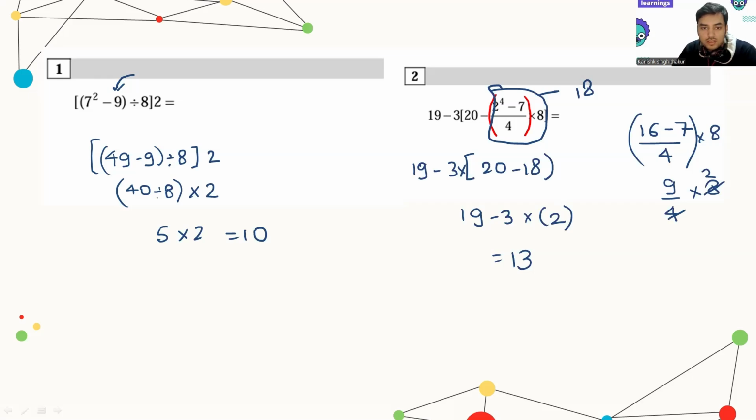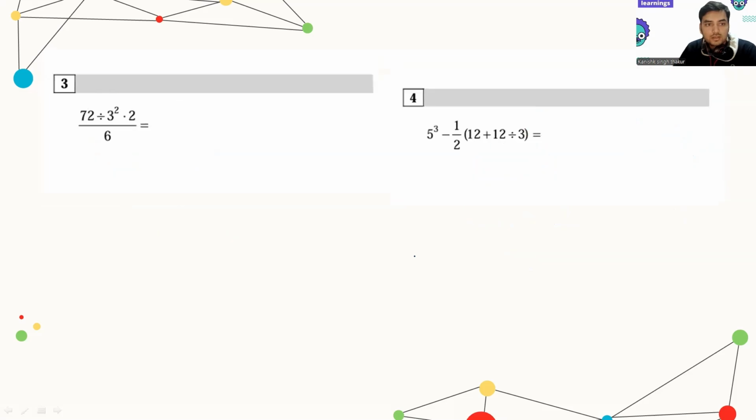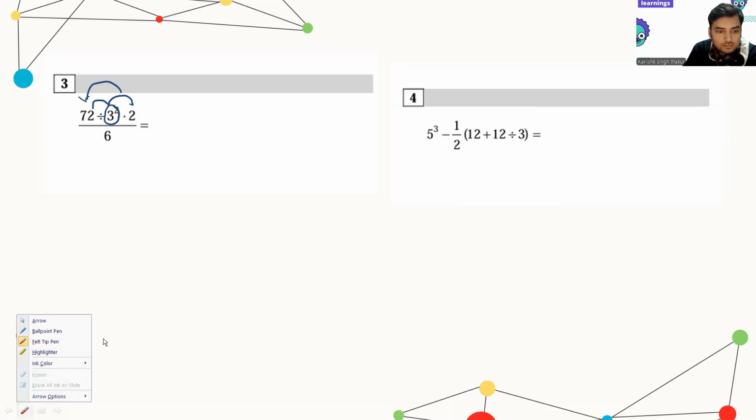Okay, now let's go ahead and do another problem here. I have an exponent here. What do we do normally? Normally we multiply this and then divide. No, first you always have to simplify the exponent, and then divide and then multiply. So let's go ahead and try this one.